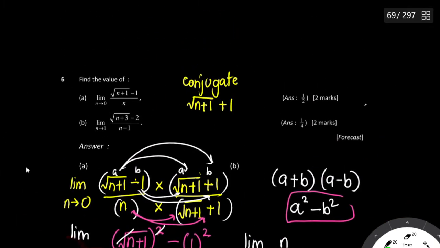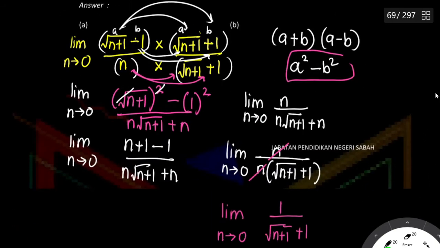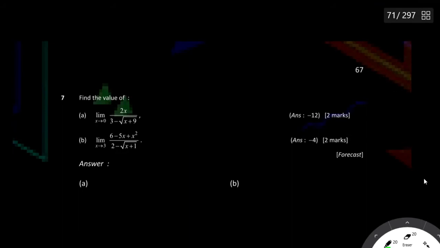So similarly, try for B. Pause this. Try for B and you should get the answer 1 over 4. If you get the answer, do comment that you got 1 over 4. Just comment 1 over 4, teacher will know. Okay, so far so good.